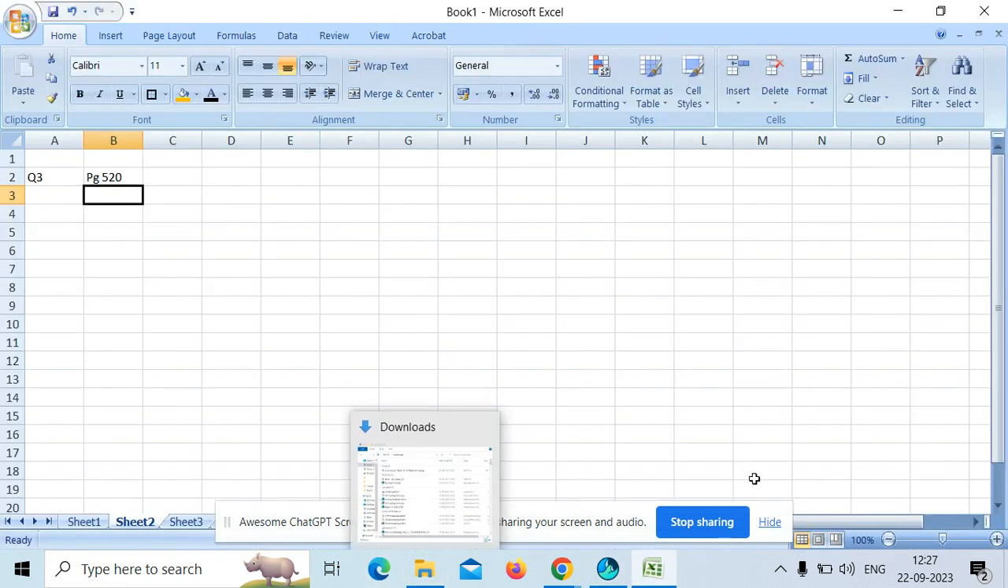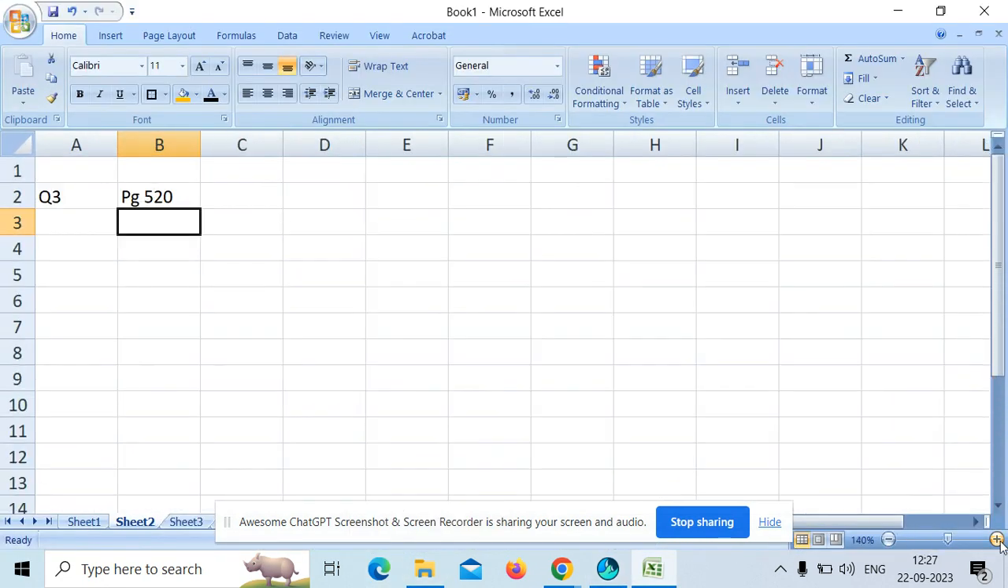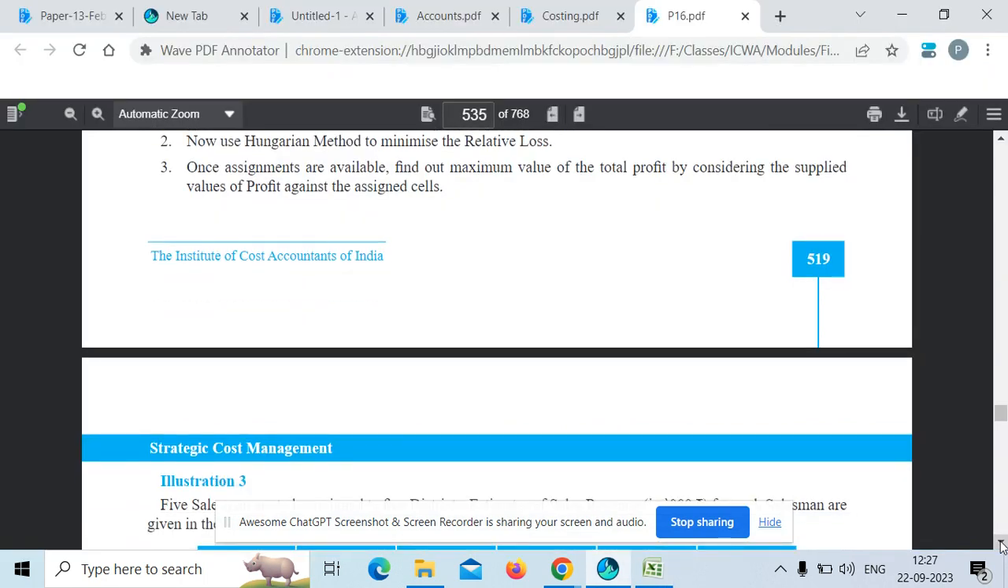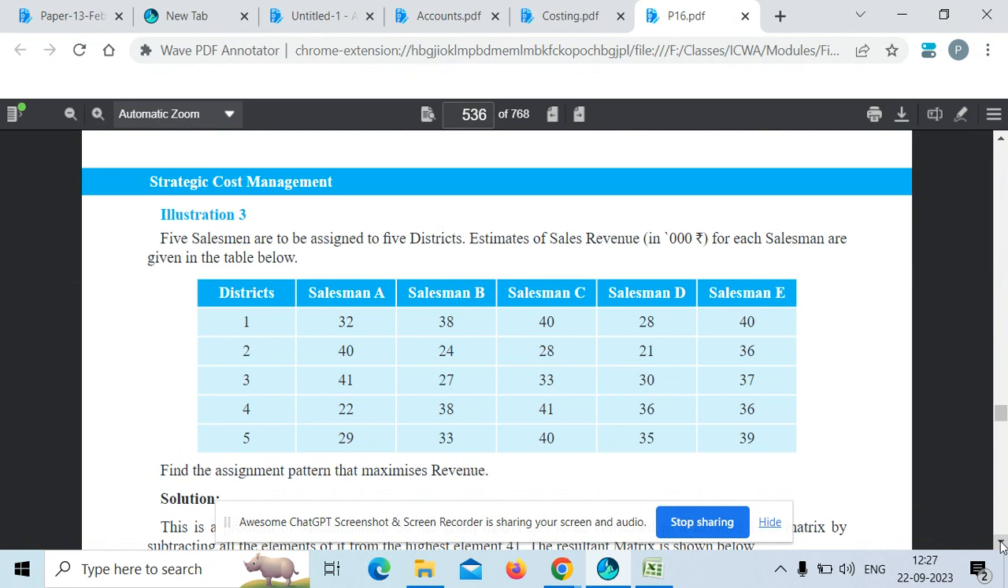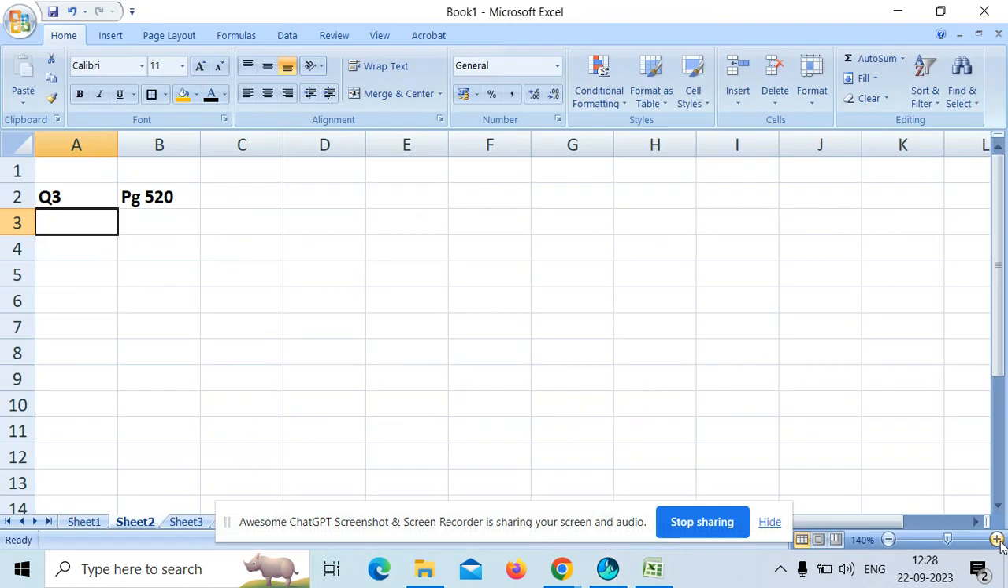Okay, let's start with this question. Five salesmen are to be assigned to five districts. So five salesmen, five districts. It is a balanced problem. Estimates of sales revenue for each salesman are given below. Find the assignment pattern that maximizes revenue. So this is a maximum problem.